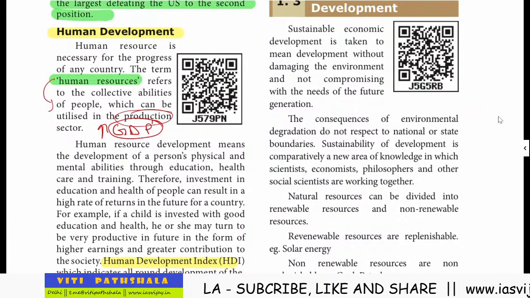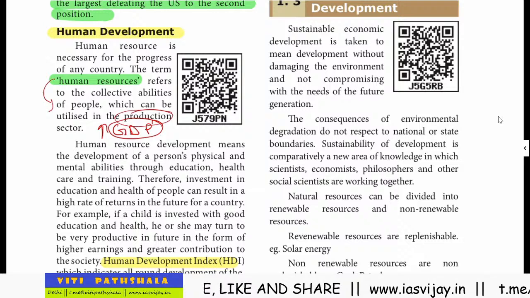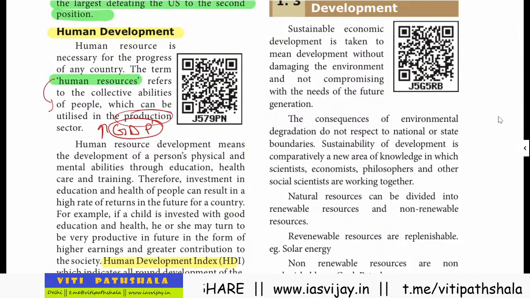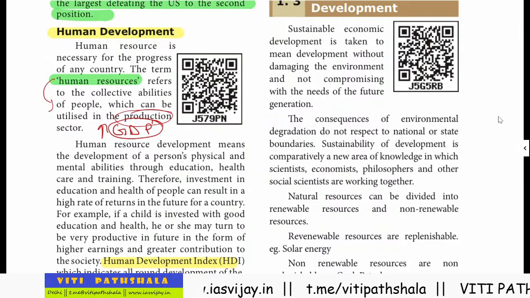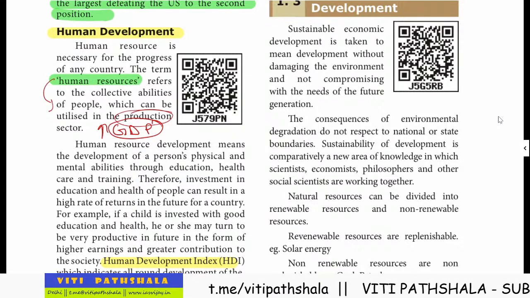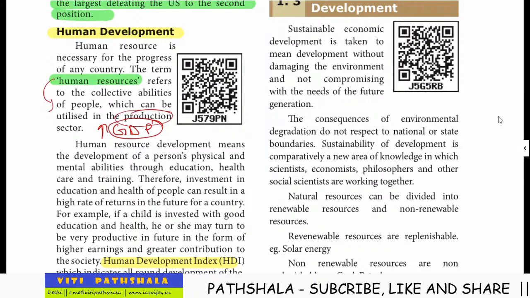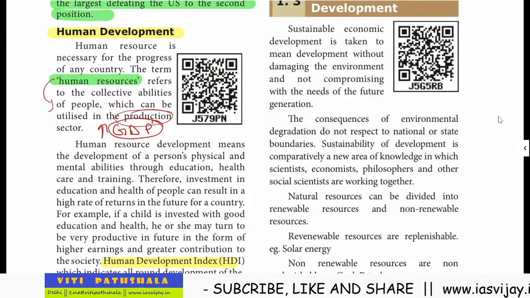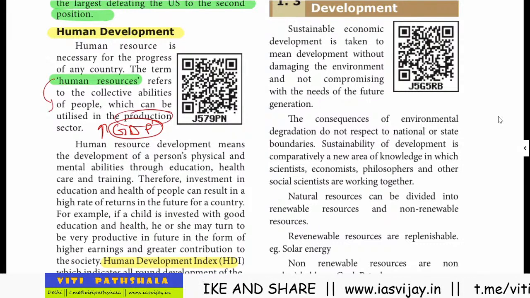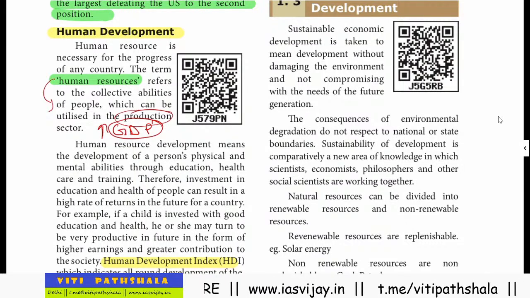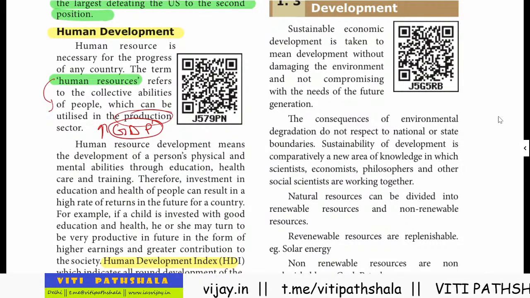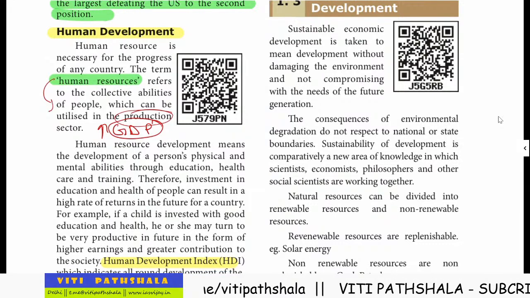So if we employ women in work, if we give the same opportunity to women, a country's GDP will rise. We say that if women also work alongside men, then a country's GDP will rise. So we require human resource.